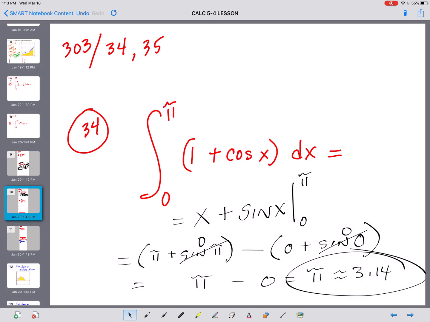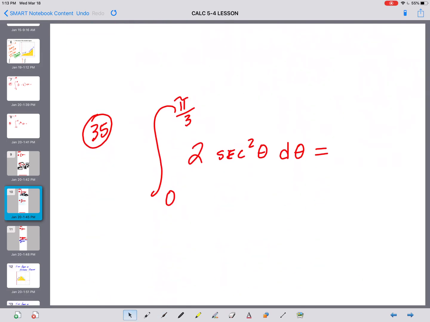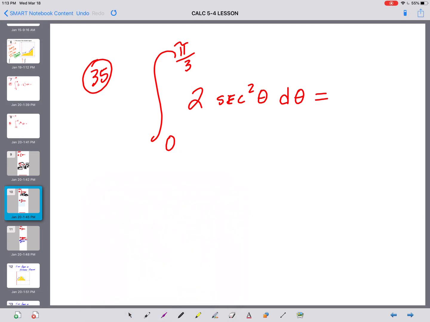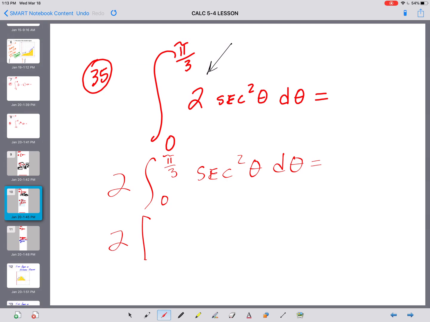Okay, number 35. See what that has. Okay, here we go. Now, on this one, notice we have a constant out in front times the function. Let's bring that out in front of the integral. So here we go. Just rewrite it. Okay, 0 to pi over 3. Now we've got secant squared of theta d theta. Don't worry about the variable. Just think of it as x. Now, here's what we need. We have 2. I'm going to put little bracket.